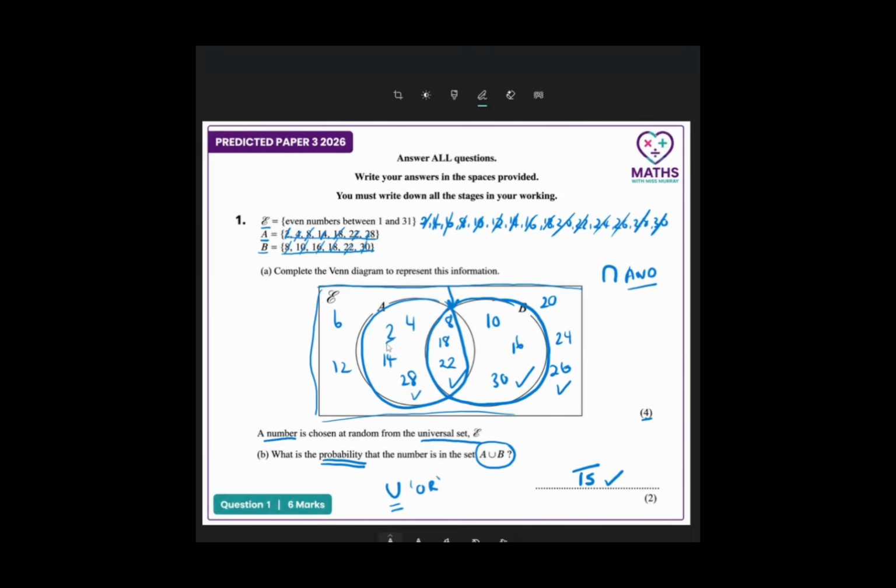So if we count those, I've got 1, 2, 3, 4, 5, 6, 7, 8, 9, 10. So it's 10 out of 15, and that's my second mark for having the numerator correct. You don't need to simplify here. You can, of course, put it in your calculator and simplify if you want to, but you don't have to. And you still get full marks. If you have simplified and given 2/3, that is still both marks there, but you don't need to unless it asks you to. So that is question 1 for 6 marks.